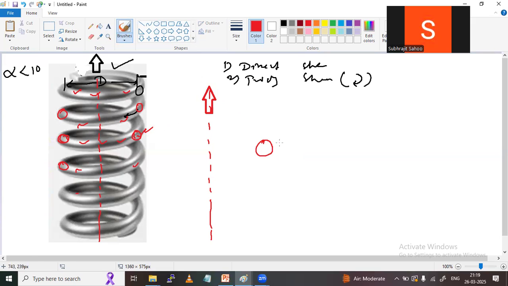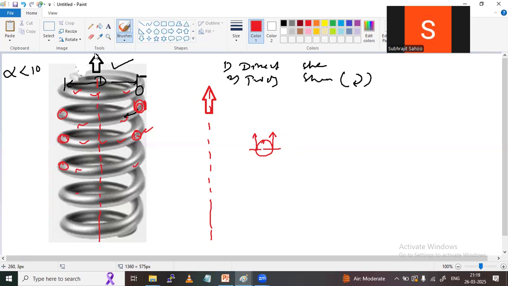That means here also F. The load is transferred to this circular cross section. This is the inner side, and this is the outer side. The same load will be transferred everywhere. This is called direct shear stress. So here is the load transfer.